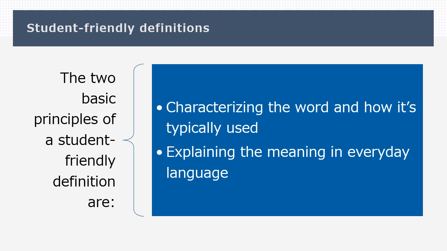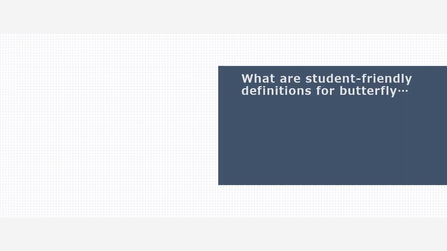Student-friendly definitions basically involve two components. The first is to characterize how the word is used and what it means. So you explain the meaning in everyday language. Let's take an example. Let's take a look at how these student-friendly, child-friendly definitions can be applied.